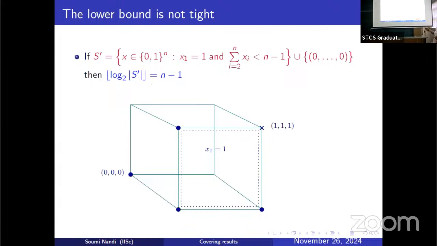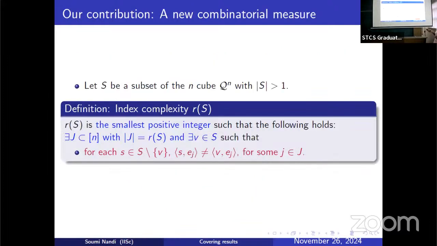For example, can you go back to the definition also? Sorry. We have some subset of basis vectors. Basically, you want to separate one vertex from every other vertex using this subset of coordinates. So you want a subset of coordinates of size R such that for some coordinate in that set, it separates S from V, okay?